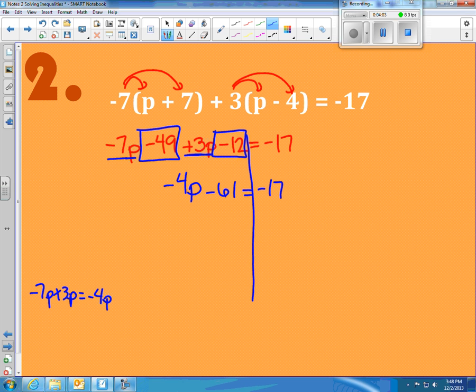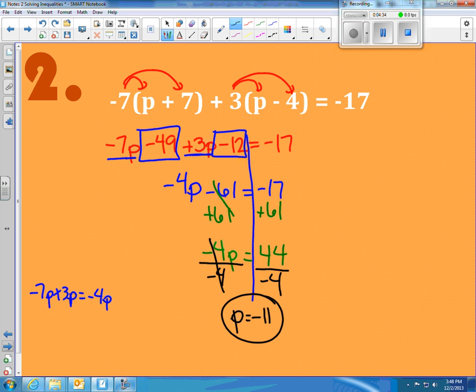Now we can move on to step 2. Gather the variables to one side of the equal sign. Hey, they're already there. Step 3, use addition or subtraction to cancel the constant. So we're going to add 61 to both sides. So we have negative 4p equals 44. And we're going to follow step 4, which says to use multiplication or division to cancel the coefficient. So we're going to divide by that negative. So positive 44 divided by negative 4 gives us a negative 11.